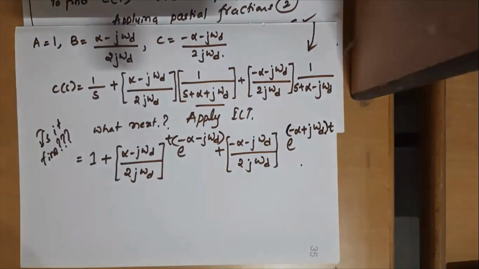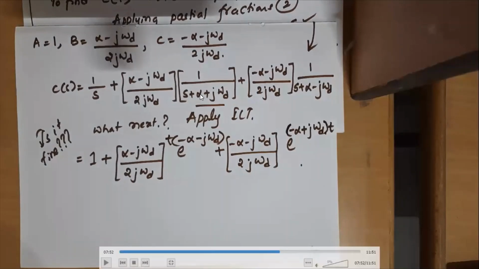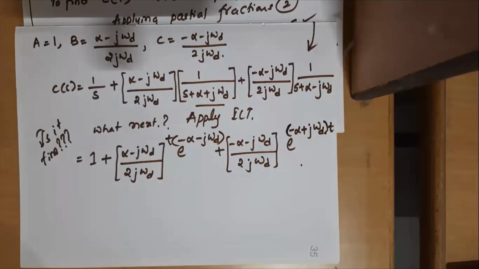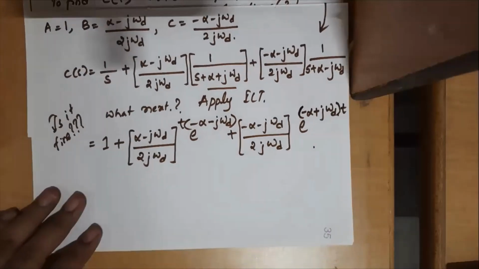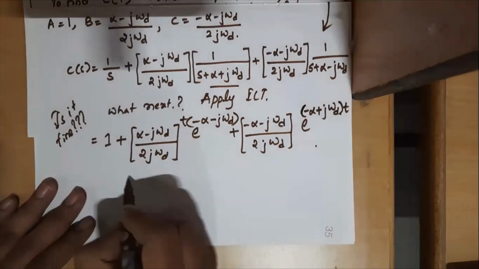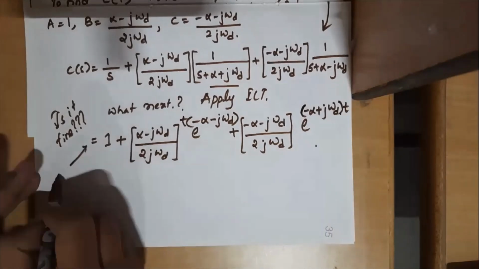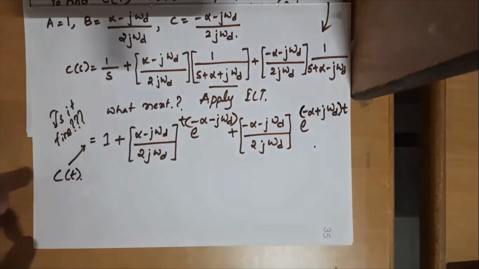Clear? So you can take this as s plus a. And we have a with this term now. So it will become e raised to minus at. So minus alpha, minus of minus will be plus j omega d into t. So till this point, I think everything should be clear to you. So this is c of t now. Fine.